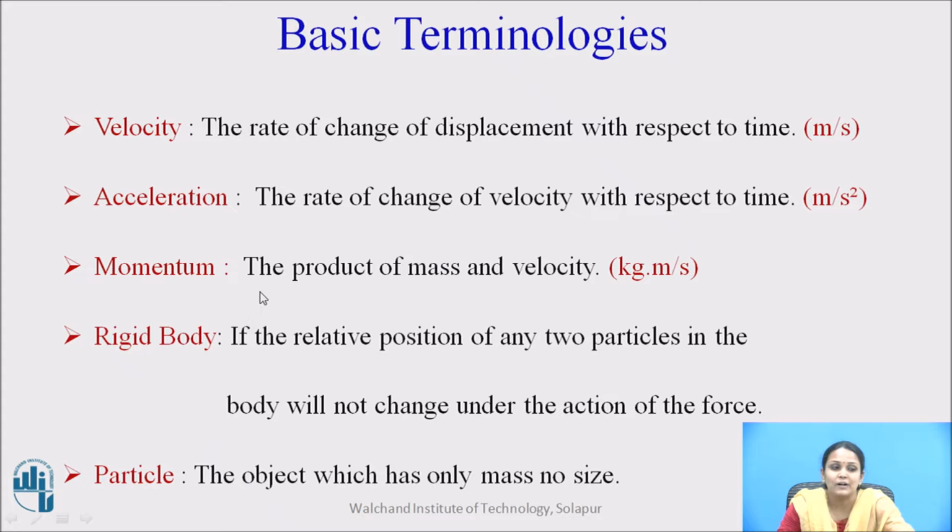The product of mass and velocity is called momentum, and it is measured in terms of kg meter per second. Then what is meant by a rigid body? It is a body in which the relative position of any two particles will not change under the action of a force. A particle is an object which has only mass, no particular size.